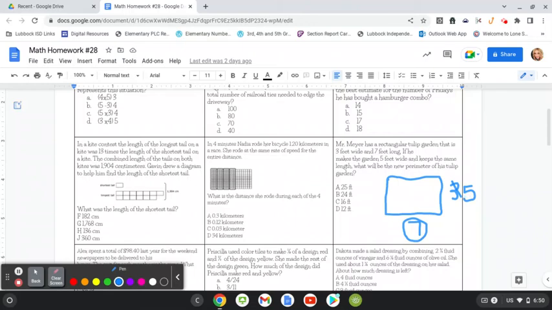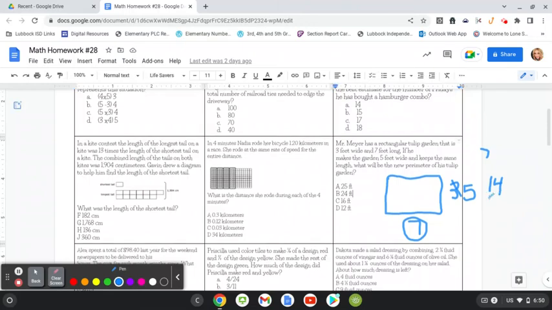What is the perimeter of the tulip garden? How do we find perimeter? What do I make you say in class? Add up all the sides. And I clap, right? Add up all the sides. And I say, everybody say it. Add up all the sides. Okay? So if we do 7 plus 7, that gives us 14. If we do 5 plus 5, that gives us 10. And 10 plus 14 is 24.